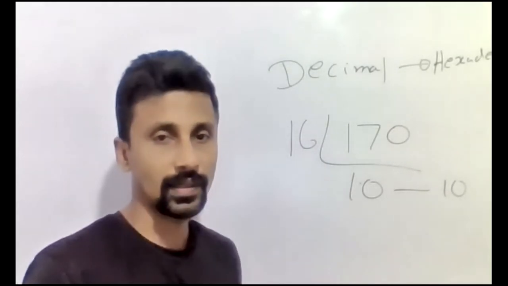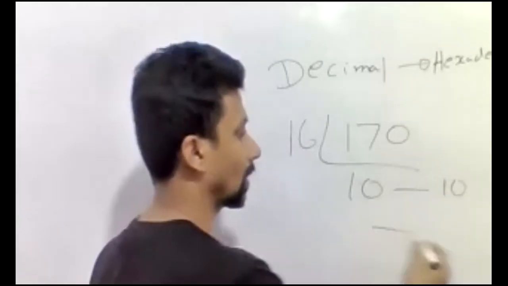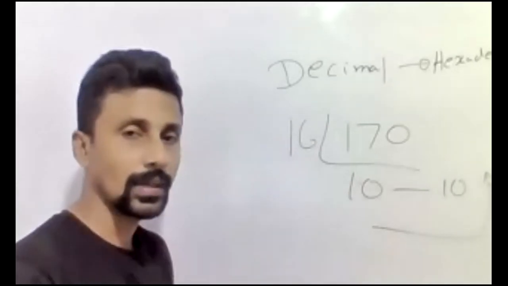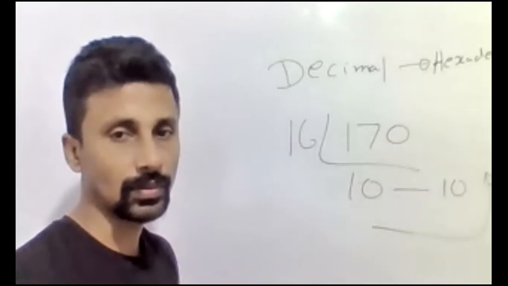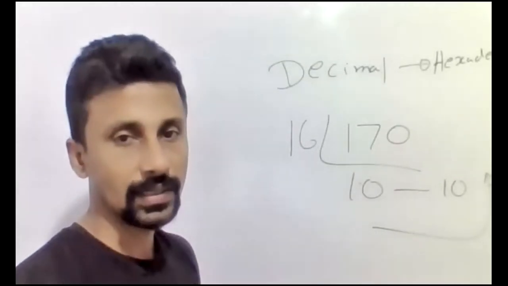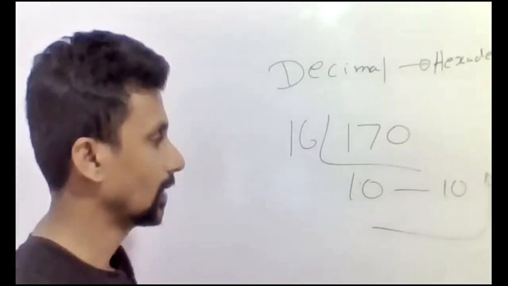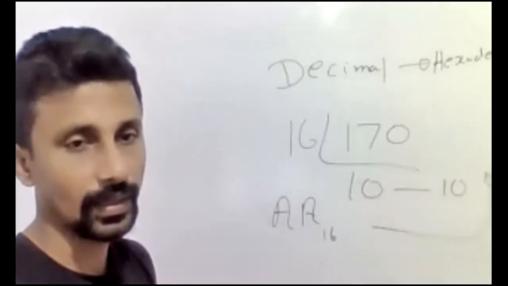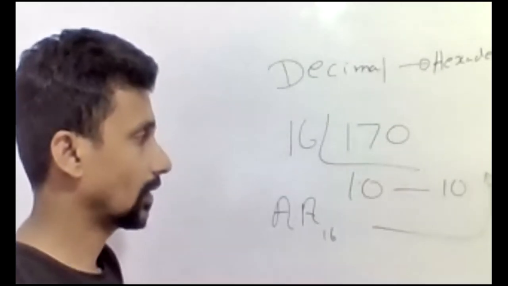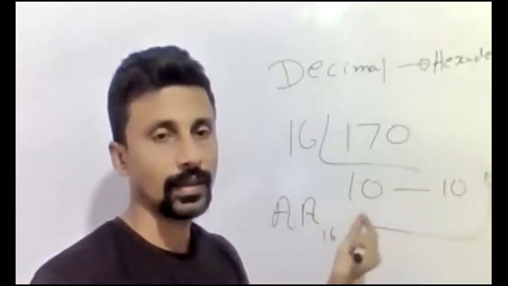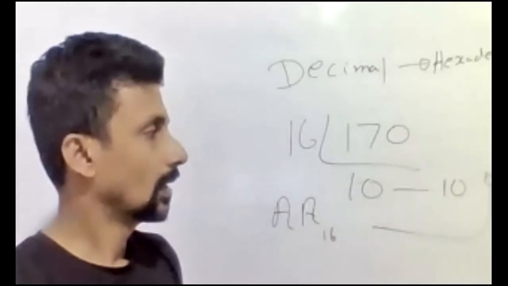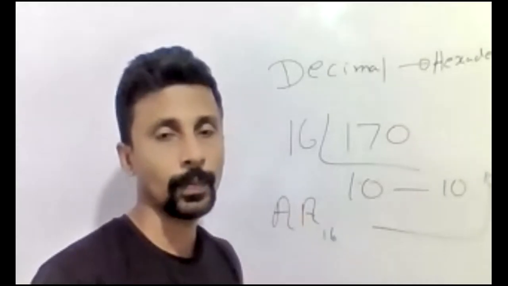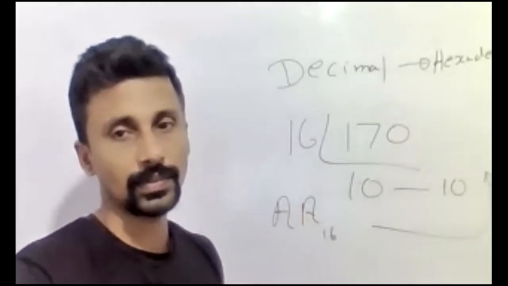We can't divide any further, so we have to start from here. Then write from bottom to top. Bottom to top, 10 and 10 have come. I told you that from 10 to 15 you have to represent with English capital letters. So 10 is A. So I can write the answer as AA in base 16. Check what values you are getting. If it is 10 to 15, you have to use the capital English letter. Take this down as an example.